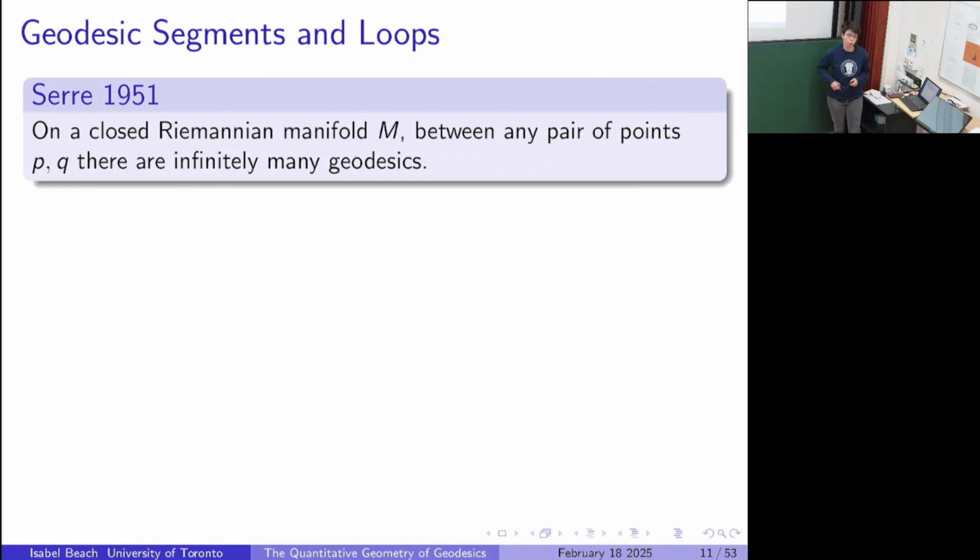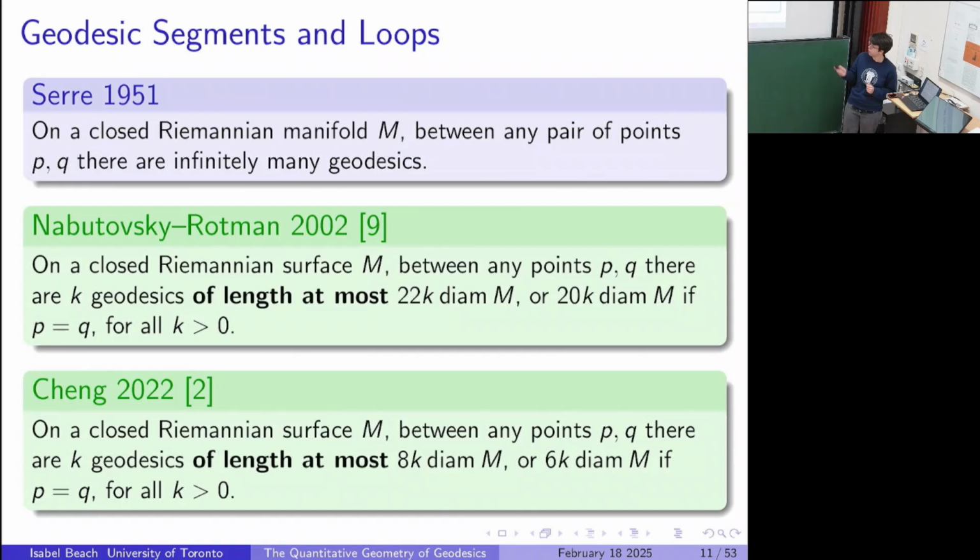So one of the big existence theorems for geodesic segments and loops is due to Serre in 1951, who proved that on a closed Riemannian manifold, there's actually infinitely many geodesic segments connecting any 2 pairs of points. And in particular, if your 2 points are the same point, you get infinitely many loops. And there's been some work on proving quantitative versions of this. The first, due to Novotovsky and Rotman in 2002, they proved that on a closed Riemannian surface between any 2 points, there are k geodesics of length at most 22k times the diameter, or 20k times the diameter in the case of a loop.